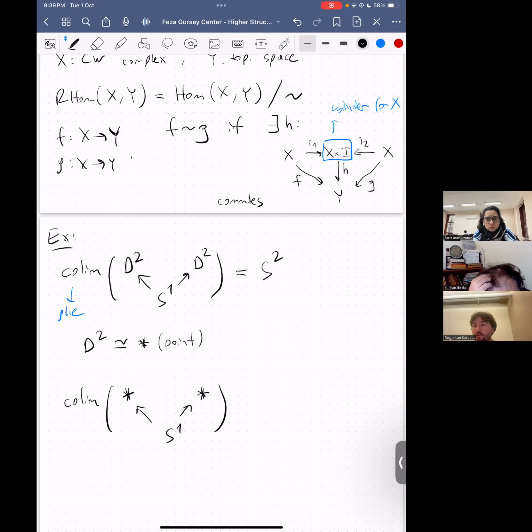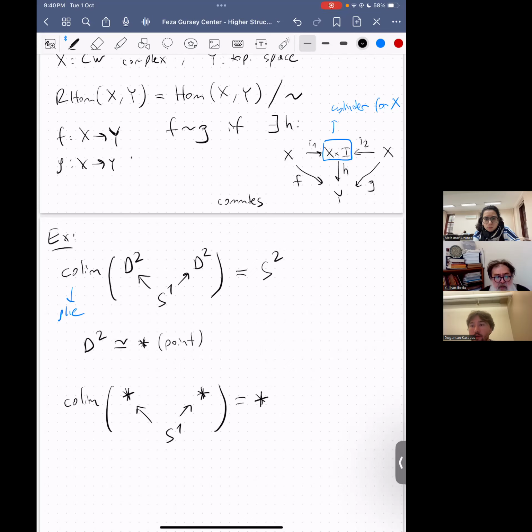And I should get the same answer up to weak homotopy equivalence. But what do I get when I glue 2 points? The image of S1 is a point here and a point there. So I just identify 2 points. It becomes 1 point. This is a point.